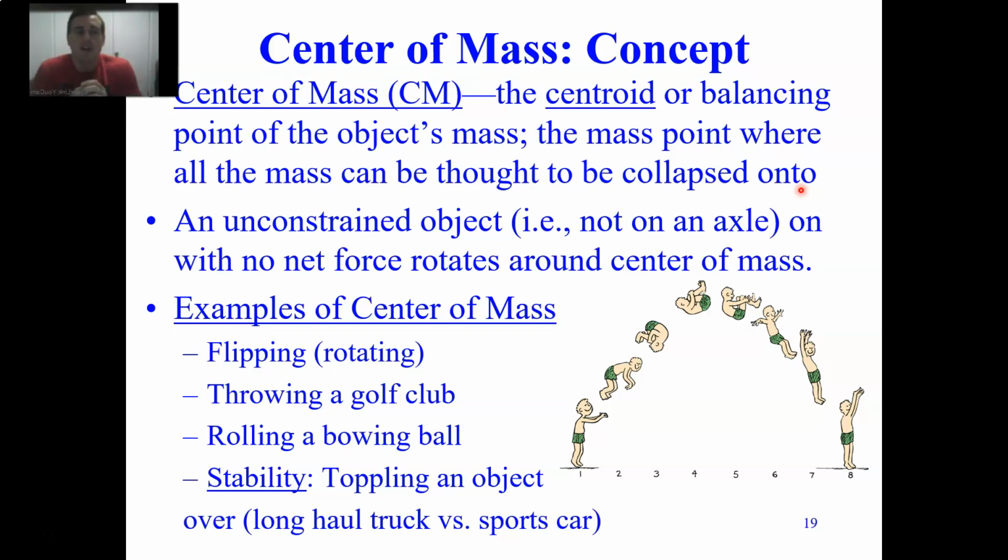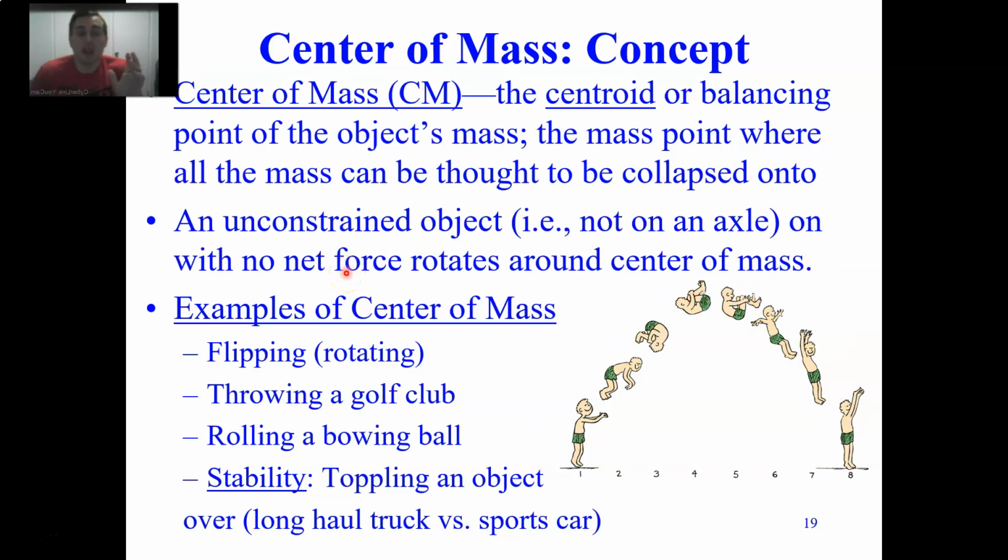That's one type of center, different from, say, the orthocenter. There are other kinds of centers for objects. An unconstrained object, in other words not on an axle, with no net force, rotates around its center of mass. Notice that this person who flips, although we haven't talked about rotation much yet this semester, is going to rotate around their center of mass. So an unconstrained object will rotate around its center of mass.